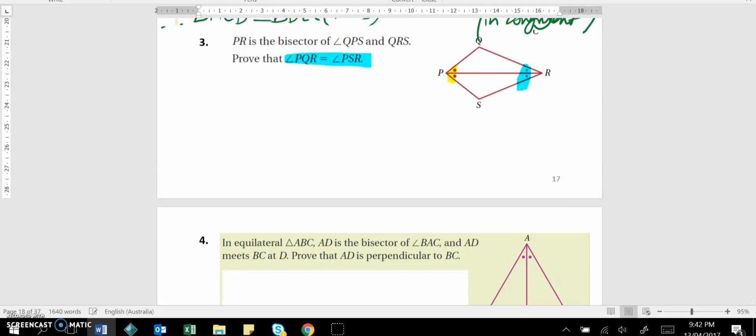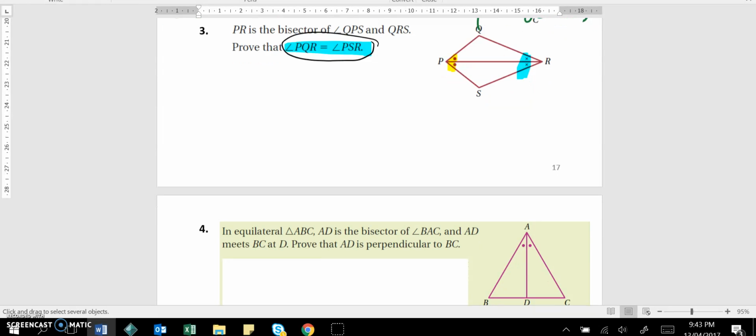But basically you need to prove the triangles are congruent. Okay, prove they're congruent, step 1. And then step 2, you need to say that therefore these 2 angles are equal because they're matching angles in congruent triangles. So I want you guys to have a go at that one by yourself.